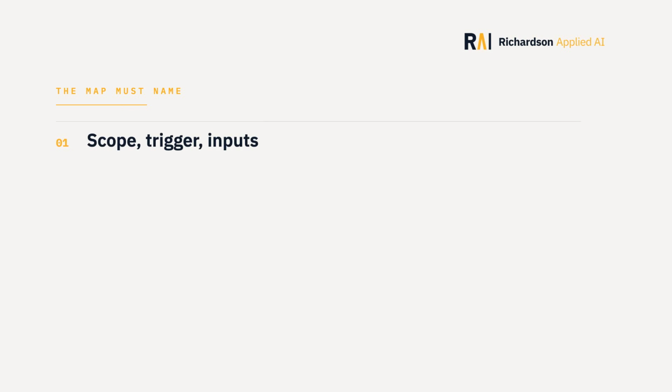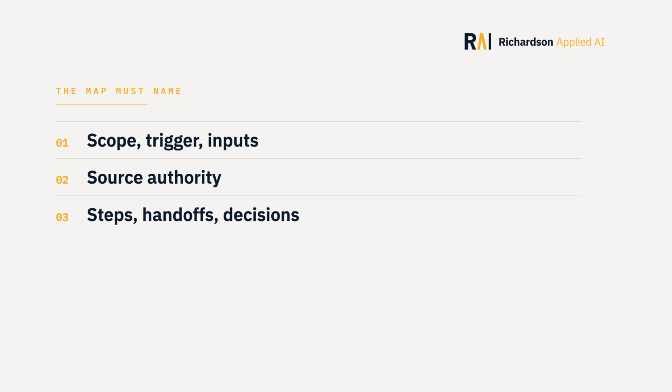Your first map needs 10 fields. 1. Scope. What job is inside this map, and what adjacent work is outside it? 2. Trigger. What observable event starts one case? 3. Inputs. Which messages, documents, systems, records, or fields are required? 4. Source authority. When 2 inputs disagree, which one wins? 5. Actual steps and handoffs. What do people and systems do, including changes of person, team, system, or medium?